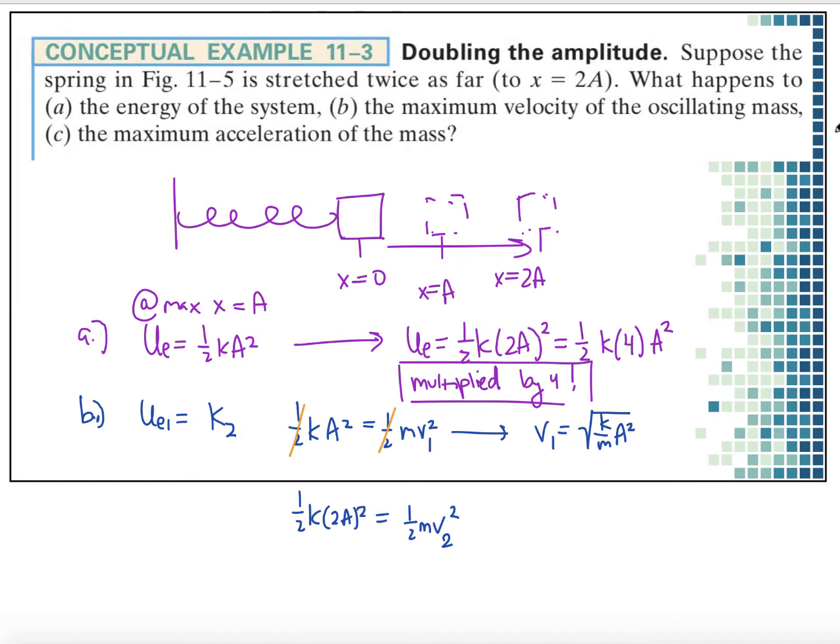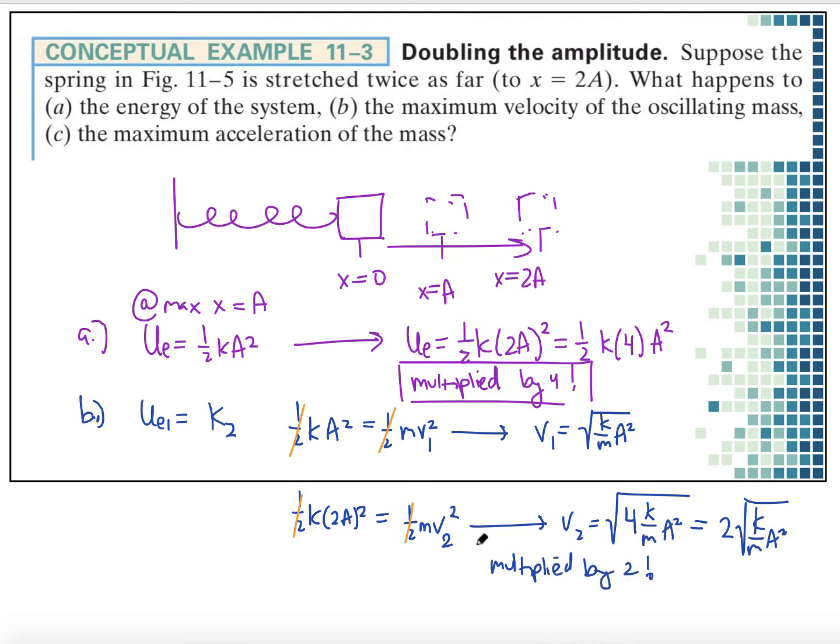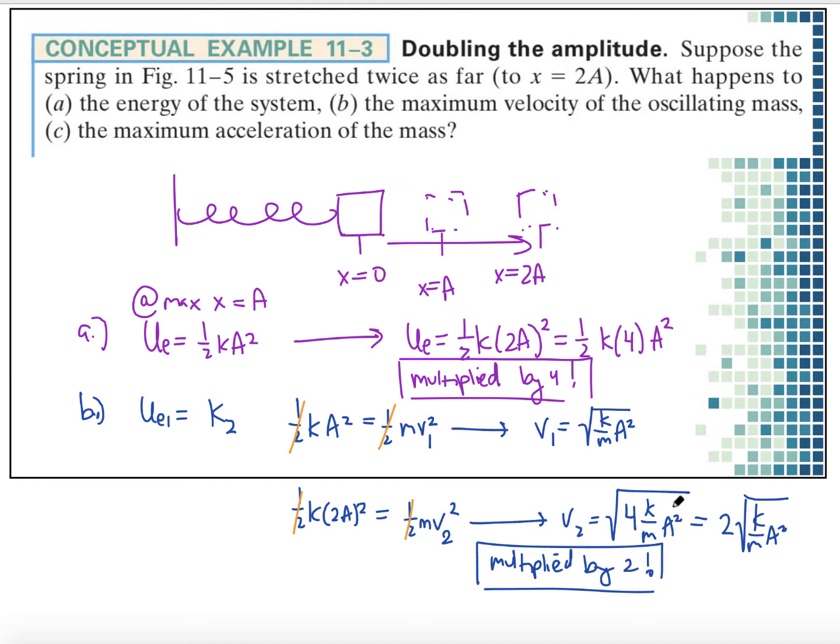So now our 1/2s cancel out again. And if we solve for V2, we see that V2 is the square root of now 4 times k over m A squared. So I can simplify this by pulling the 4 out of the radical. So square root of 4 is 2. So it's 2 times the square root of k over m A squared. So what happens to my speed if I pull the amplitude twice as far? Well, it now looks like my speed is multiplied by 2. So there you go. If I double the amplitude, I've doubled the maximum velocity.